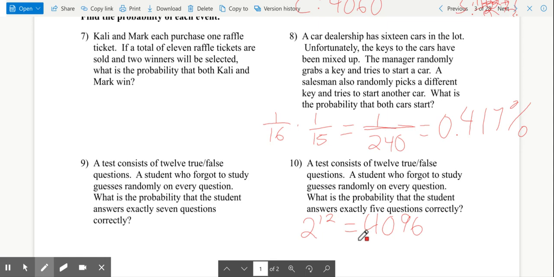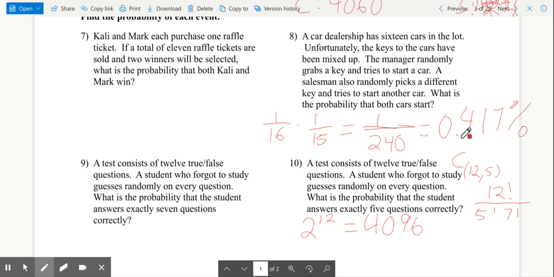So I need the combinations from 12 questions that would give us 5 correct answers. If we remember our formula from earlier in the video, that would be 12 factorial over 5 factorial times 12 minus 5 factorial. So that's 7 factorial, since 12 minus 5 is 7. Again, these two should add up to this one.